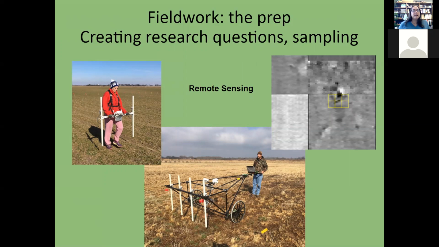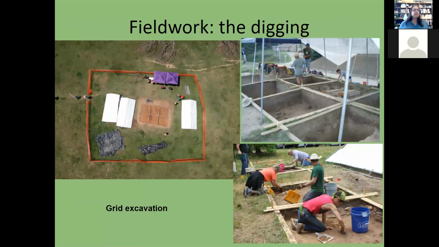And so on the right-hand side, you see what we call the blob of the data that was collected through remote sensing. And then the yellow boxes on it are the sample that we decide to take. So we're going to dig in those squares, and that's the area that we'll focus on. So those little yellow squares are transformed into the picture on the left-hand side. That's a sky view of the units.